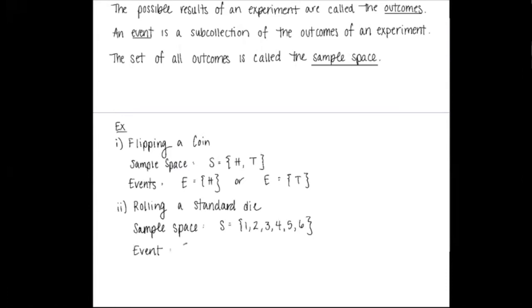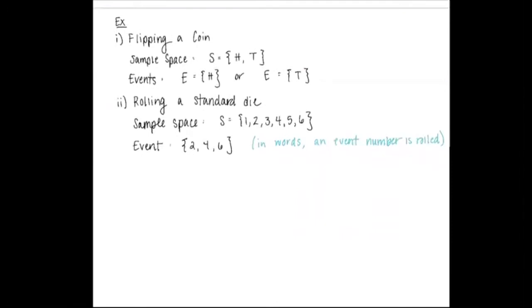One possible event would be the numbers 2, 4, or 6. What would this mean in words if this was your event? You could only get those numbers, so what kind of numbers are those? Evens. So in words, this event would be an even number is rolled. So these would be the outcomes that would make us successful for that event.